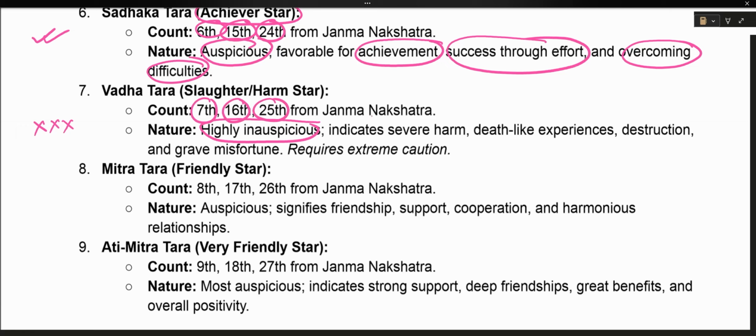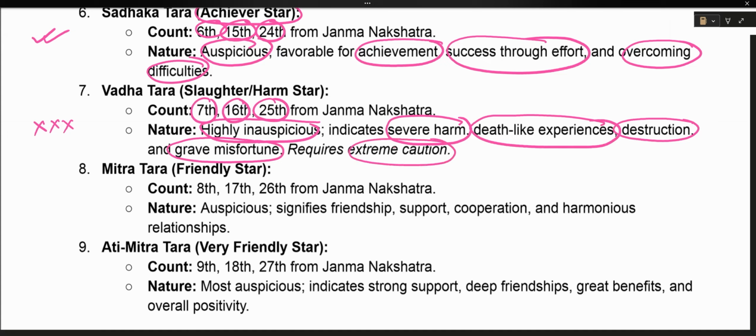So what it represents, it indicates severe harm. Suppose some kind of death-like experiences, a roadside accident, destruction of your business or some of your properties. So this kind of destruction means all kinds of harm. Severe harm, grave misfortune. So this requires extreme caution. You have to do some remedial measures to mitigate the inauspicious impact of this Paddhati.